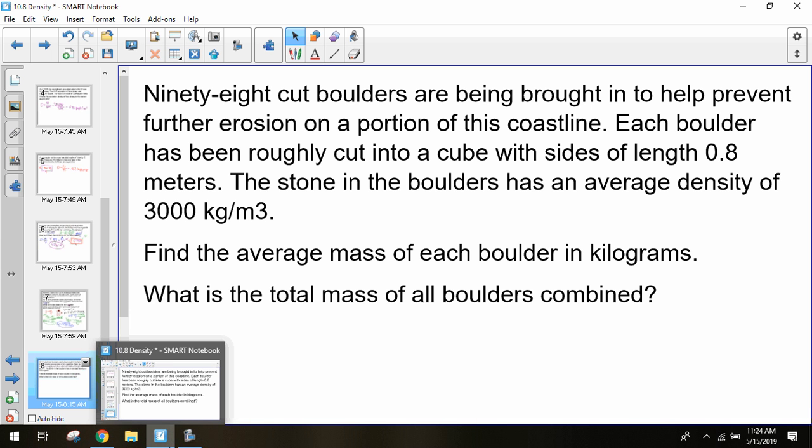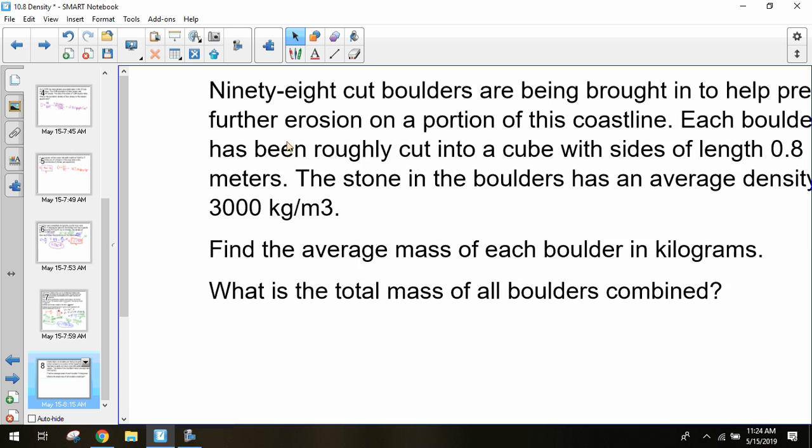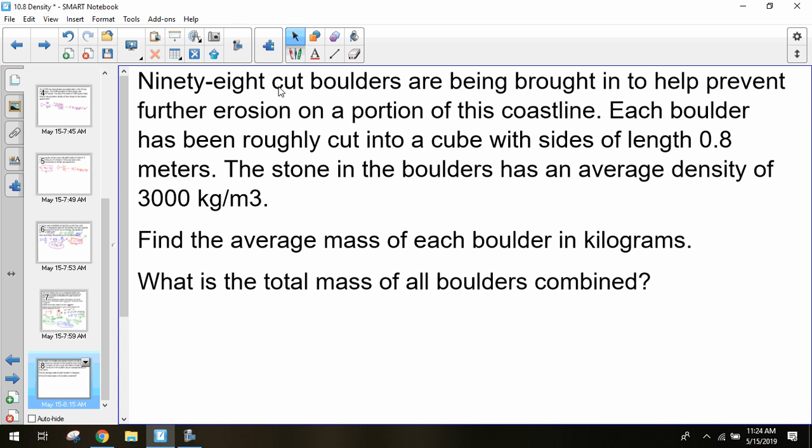So there's two things. First, find the mass of a single boulder, and then you just need to find the total mass. What do these boulders look like? What shape? What were you told? Each boulder is roughly cut into a cube. So we'll use our knowledge of a cube to help us find the volume.